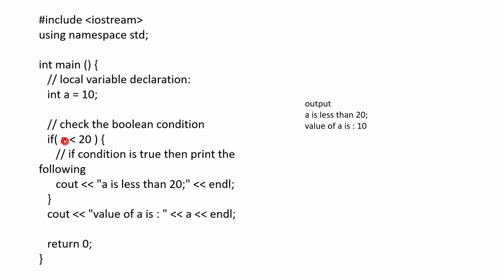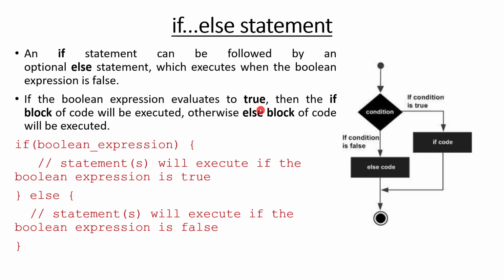As this condition is true, the curly braces from here to here will be displayed, and it will come out of the program. The value of a is 10. So the output: a is less than 20, true. Then value of a is 10. So this makes the if statement.